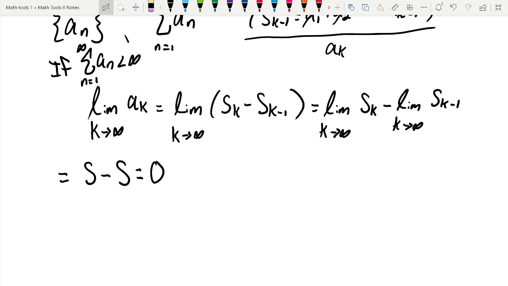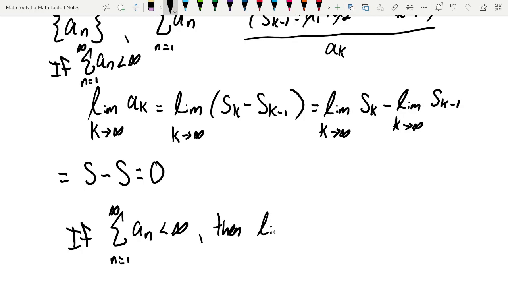So what we're getting from this is that if the infinite sum of this sequence a sub n is less than infinity, then the limit, and we can just write n to infinity this time, we don't have to use the k, that was just to show the partial sums, then the limit as n goes to infinity of a sub n is equal to 0.